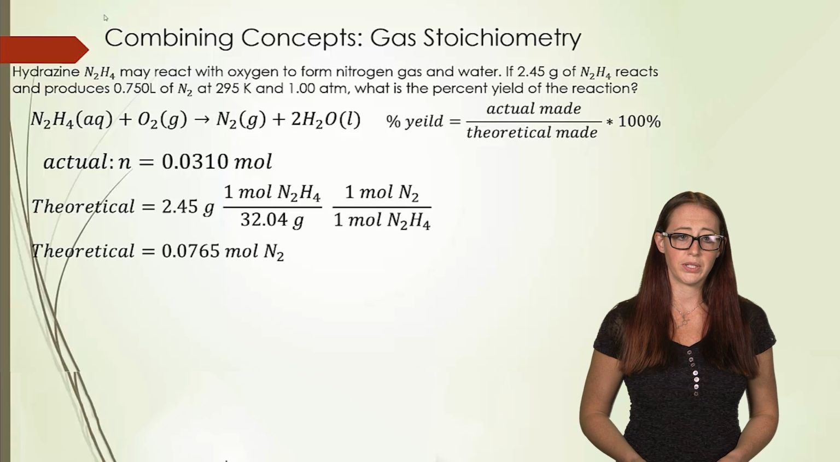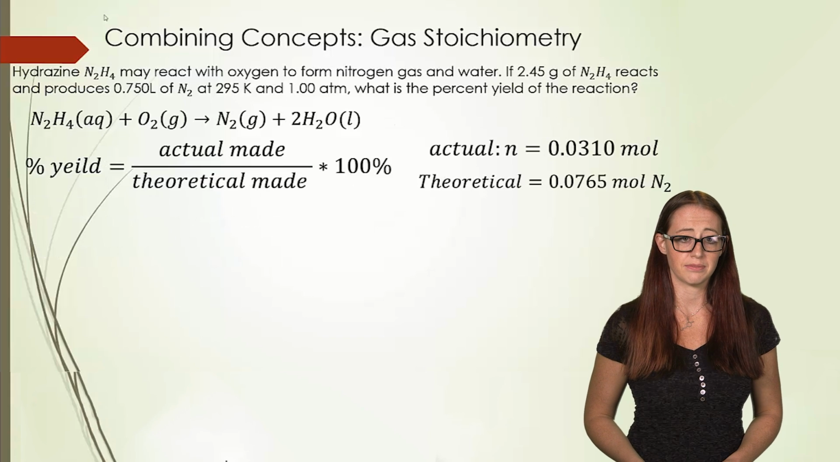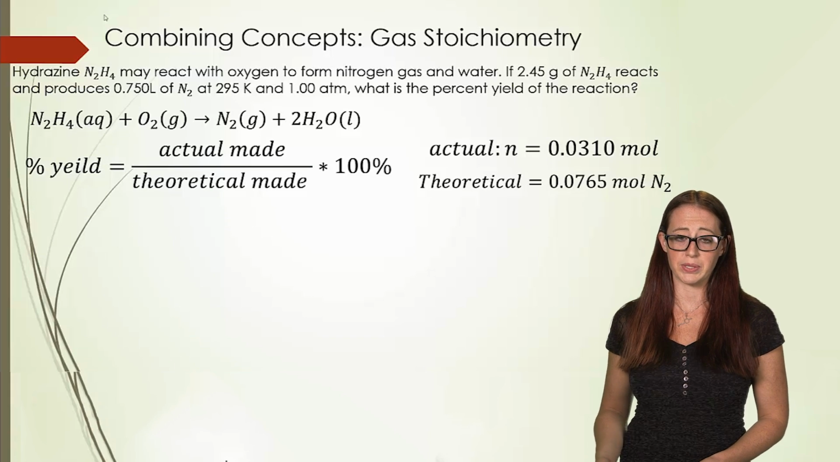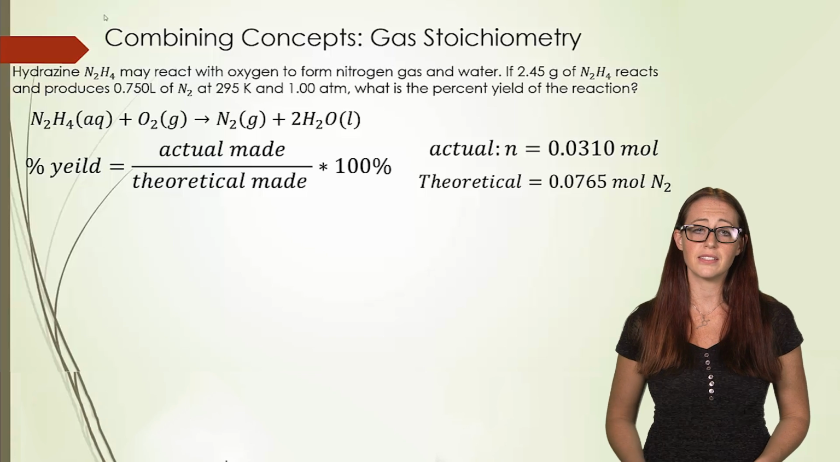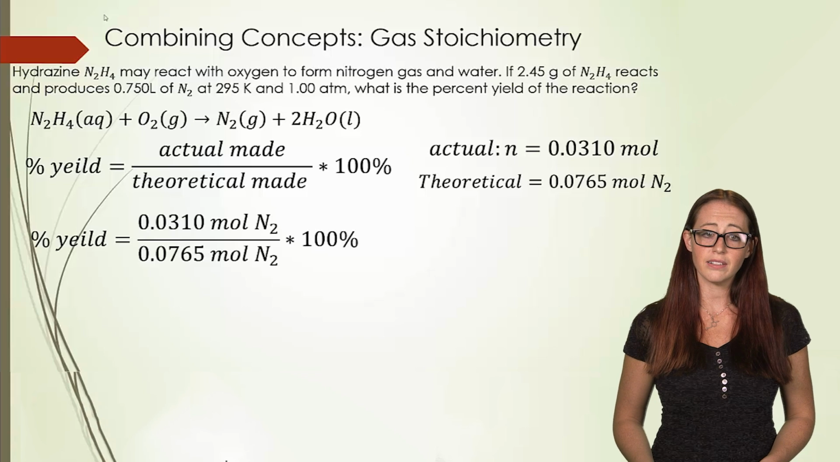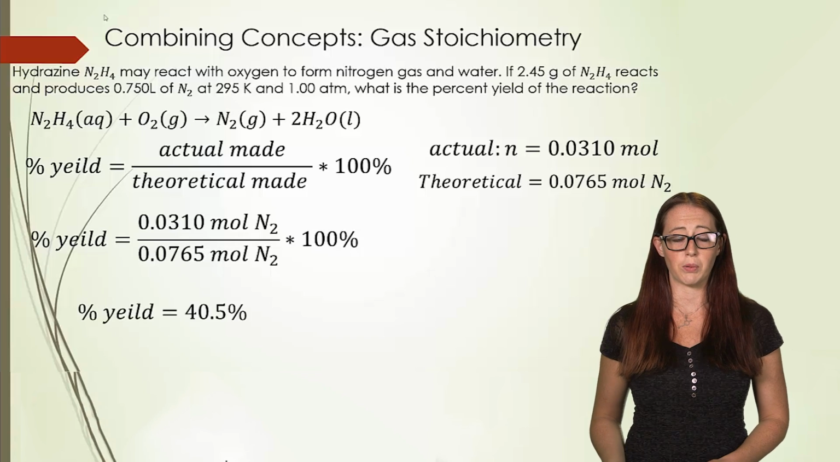Here, we know our theoretical value, and we can fill in to our percent yield. Our actual number of moles is 0.0310. Our theoretical is 0.0765. We can fill this into our value, multiply by 100%, and get our yield of 40.5%.